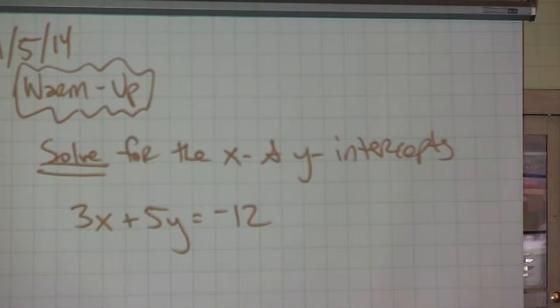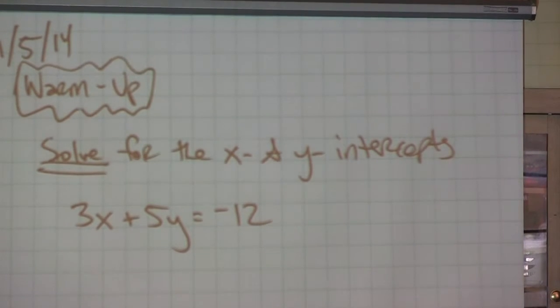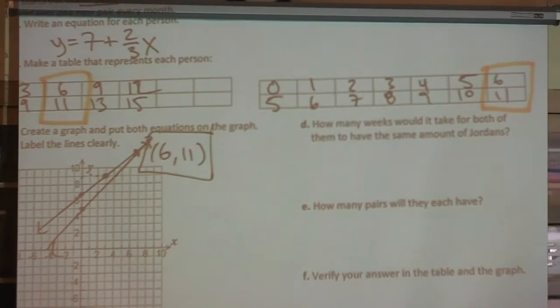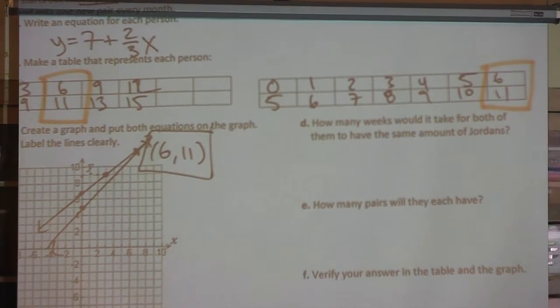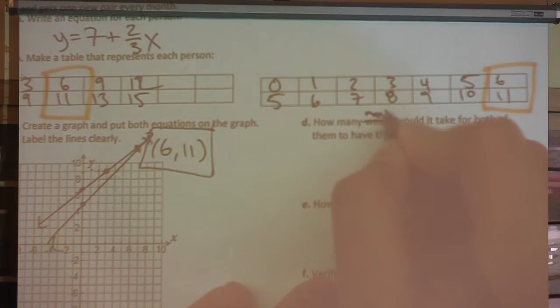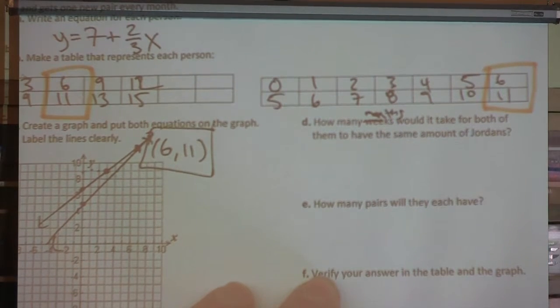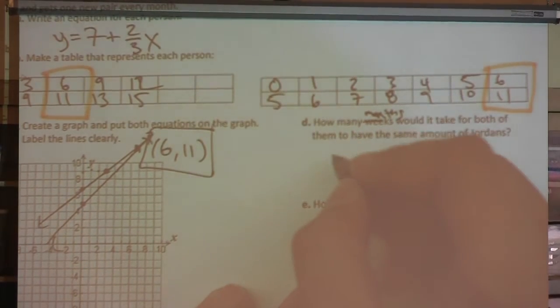Okay, so here is your warm-up. We have done this before, looking for the x and the y intercepts. Okay, so that's that one. This should have said months, obviously. Great. If you did 24 weeks, that would have been perfect. Okay. 6 times 4? 6 months.